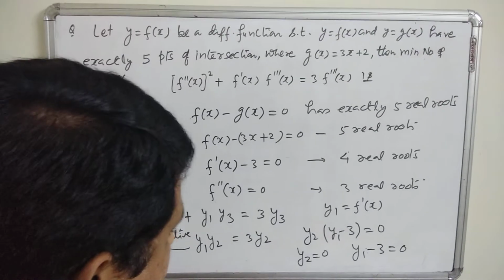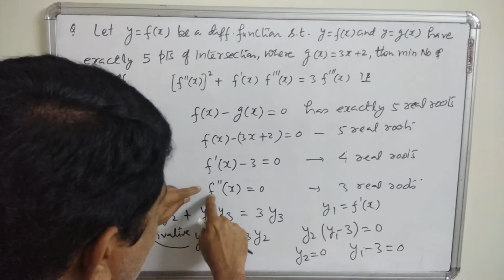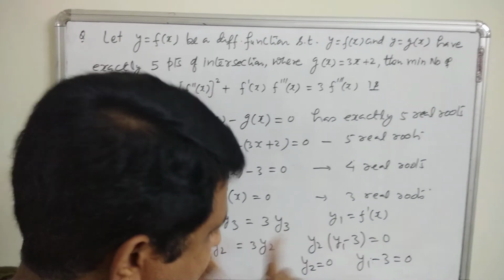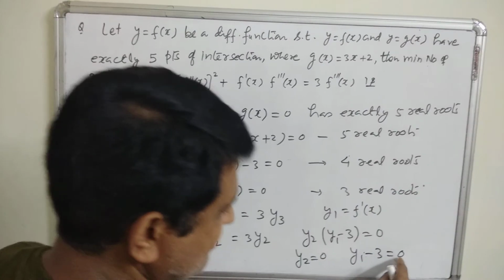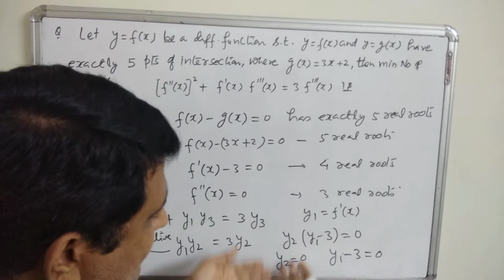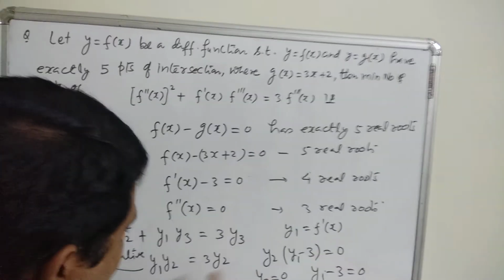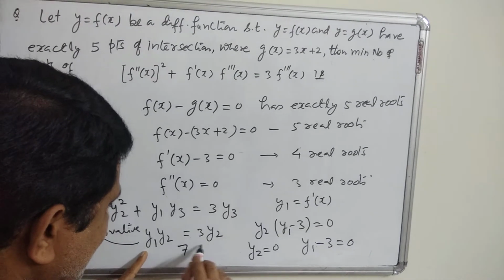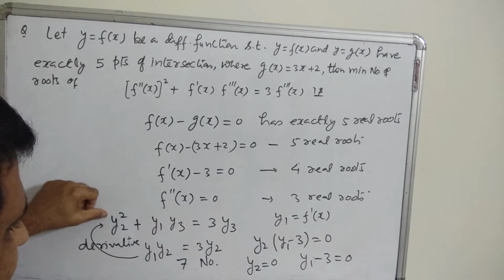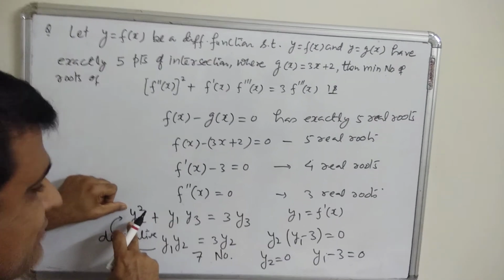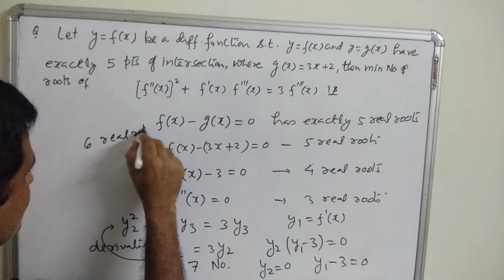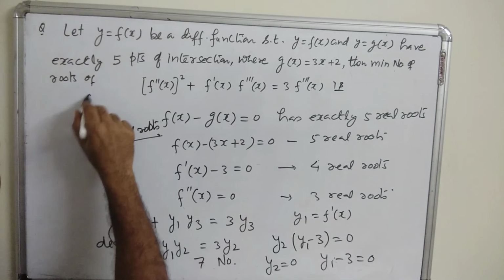Right. Now note, y2 equal to 0 means f double dash x is equal to 0, and this equation has 3 real roots. In a similar manner, y1 minus 3 is equal to 0 means this equation has 4 real roots. So if you count the number of real roots of this equation, they are going to be 7 in number. And this being the derivative of this equation, this will have exactly 6 real roots. So the answer to our question is 6.